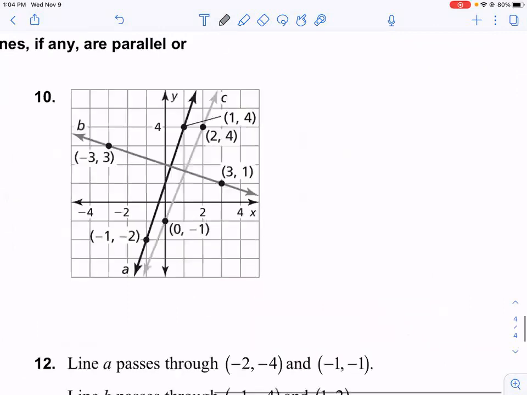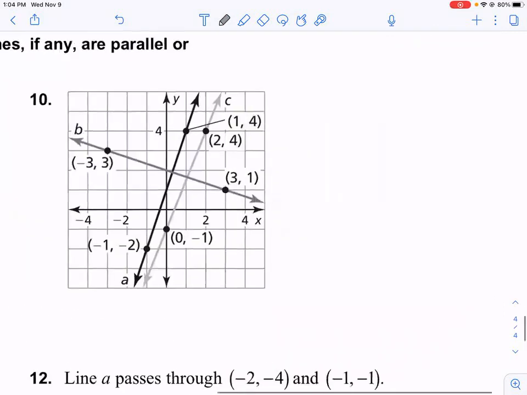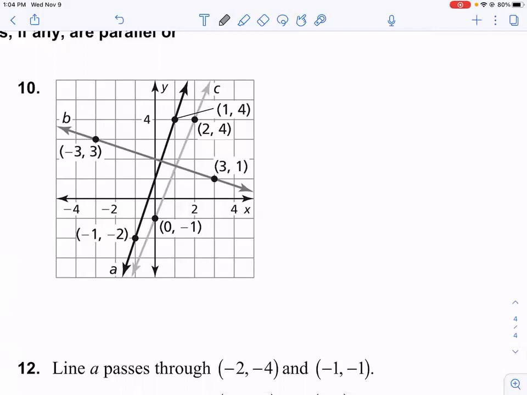Okay. All right. Let's go to number 10. So turn the page and go to number 10. And I want you to find those 3 slopes and make any observations there. Find those 3 slopes and make any observations.